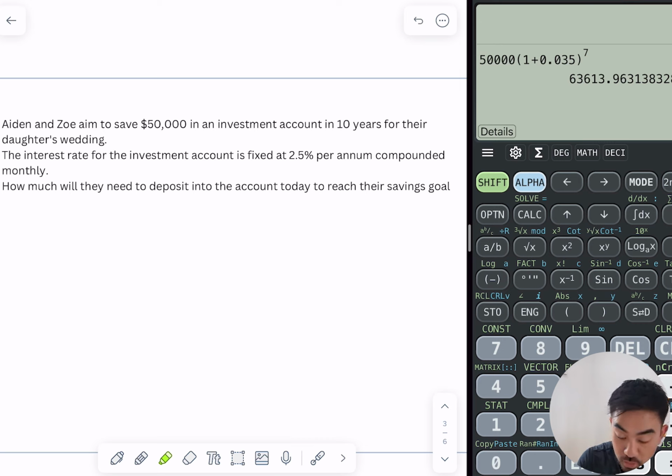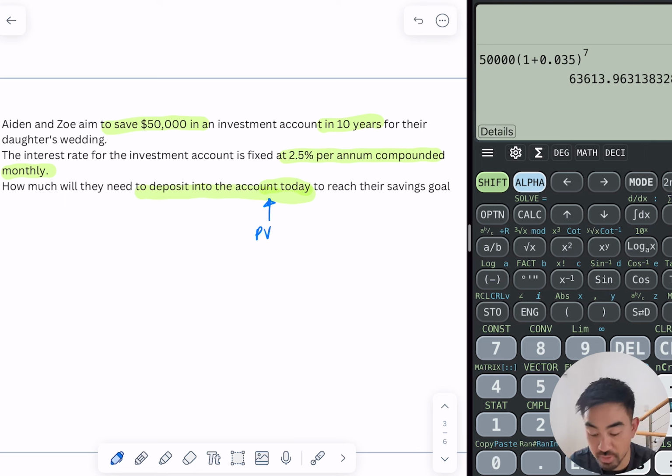So they're trying to save $50,000 in 10 years. They're also doing so at a rate of 2.5% compounded monthly. So how much will they need to deposit in the account today? So that tells me that this is present value. So that's what we're trying to find. So this must be the future value, this must be N, and obviously R is your rate.